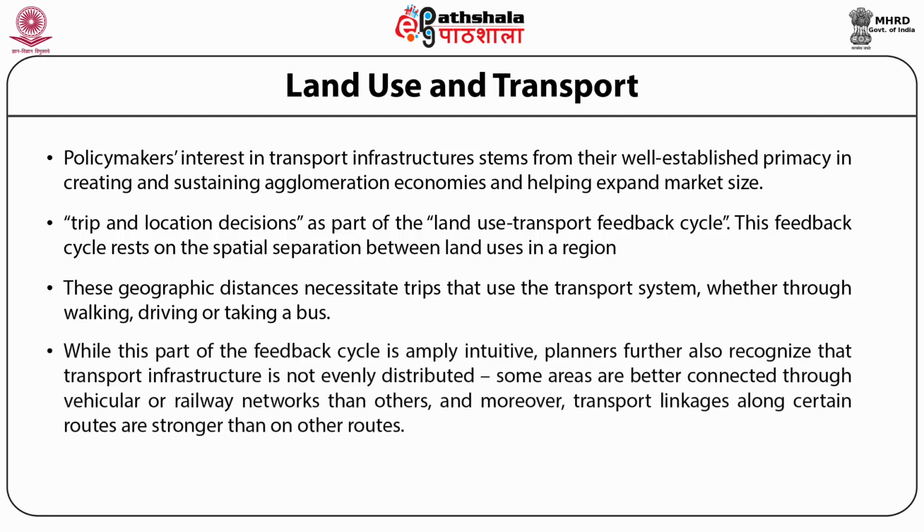While this part of the feedback cycle is amply intuitive, planners further also recognize that transport infrastructure is not evenly distributed. Some areas are better connected through vehicular or railway networks than others. And moreover, transport linkages along certain routes are stronger than on other routes. The fact that not all localities within the city can access other locations with equal ease has profound implications for land use.